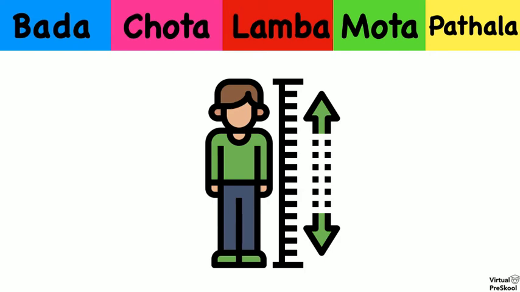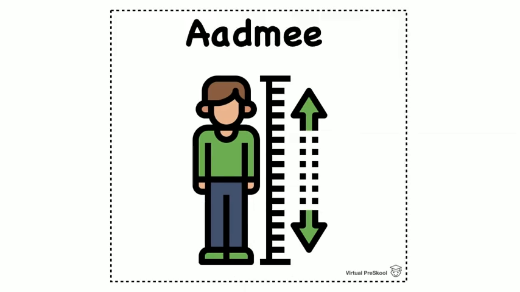Okay, what about this man? Is he bada, chota, lamba, mota, or patla? Well, judging from the picture, it looks like they're trying to communicate that he's tall, right? So which word would we use? If you said lamba, shabash. Tall is lamba. And do you remember the Hindi word for man? Man is Aadmee. So if we put it together, how would we put the sentence together to say the man is tall? If you said Aadmee lamba hai, shabash.